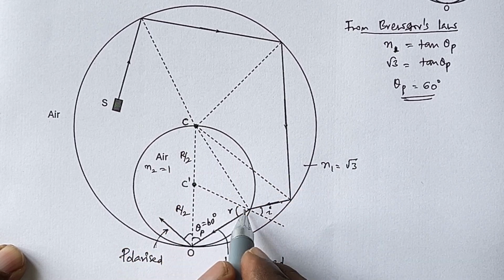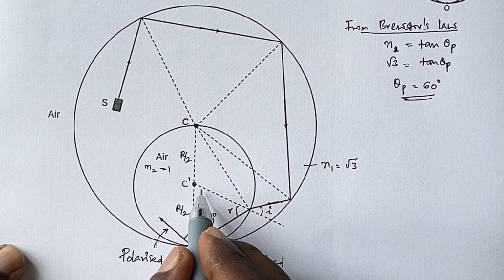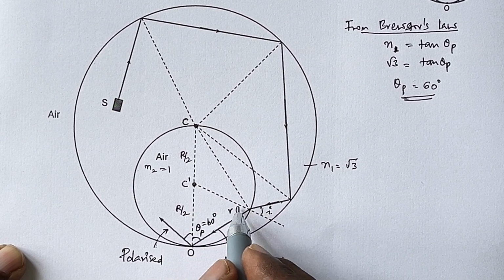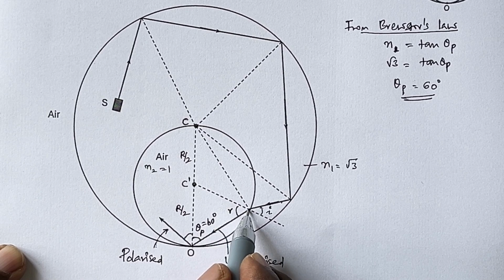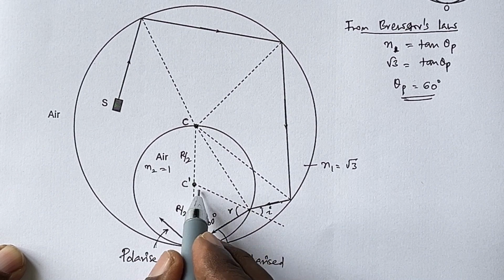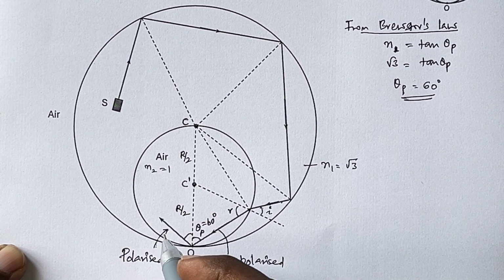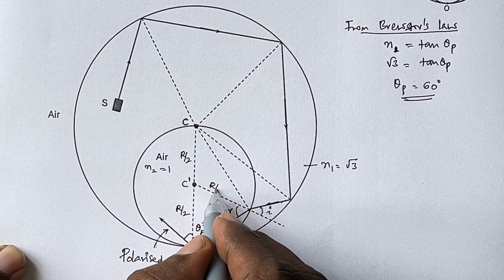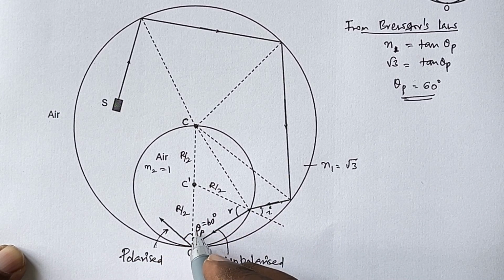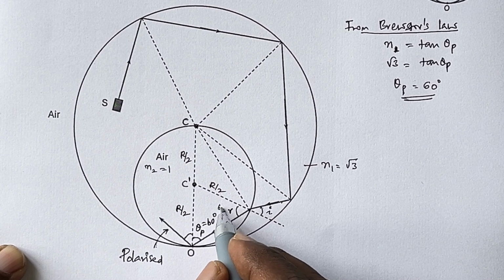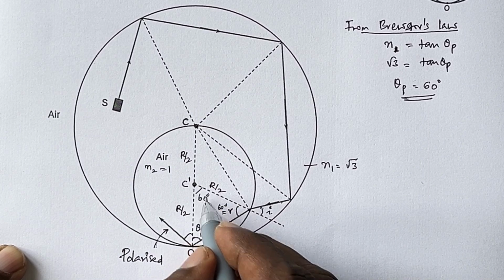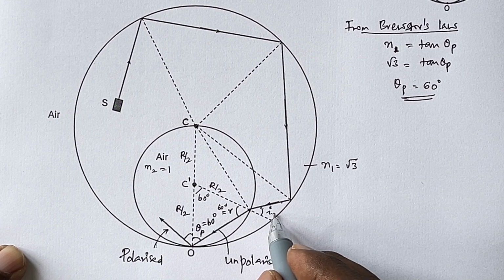And here, C dash to this point, this is also a normal. Why? Because I want to measure i and r. So wherever the light ray is falling at the point of incidence, I draw a normal, joining this point with the center of the air cavity. This is also radius r by 2. So for this line, this radius is making 60 degrees. That means this is also 60 degrees and this is also 60 degrees. Now I have to calculate the angle of incidence.